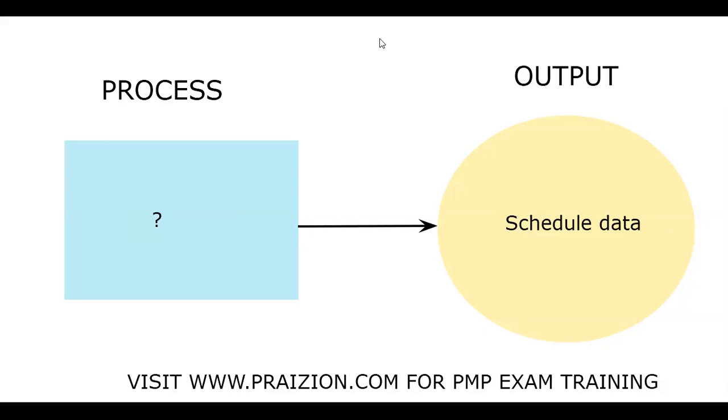Three, two, and one. Schedule data is an output from the process known as develop schedule. Develop schedule gives you schedule data along with a number of other interesting outputs. Let's move on to our next process.